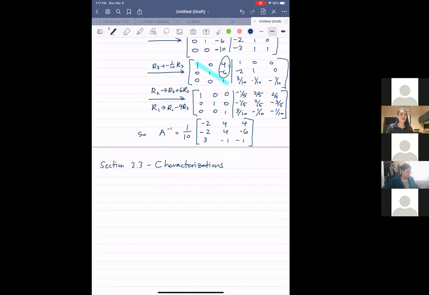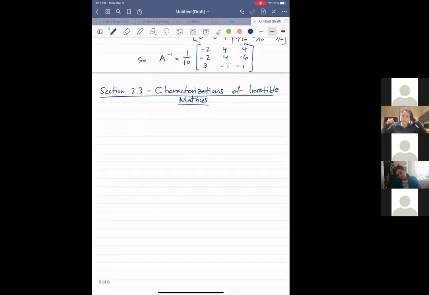Right. Okay. So this next section is called characterizations of invertible matrices. Essentially, we're just talking about this one big theorem called the invertible matrix theorem, right? Before we start listing all of the equivalent statements in that theorem, let's mention something about notation.